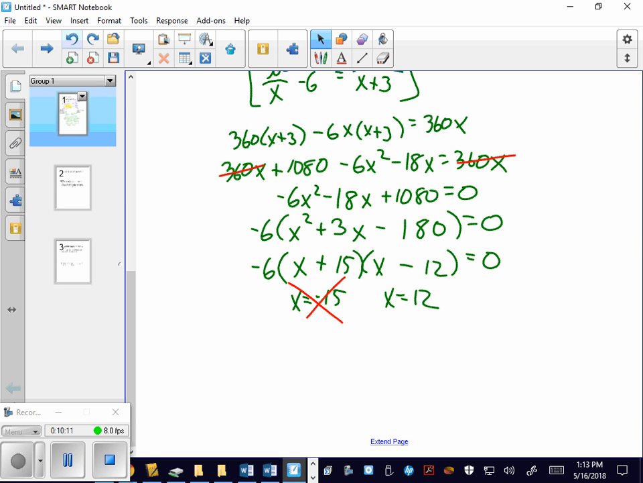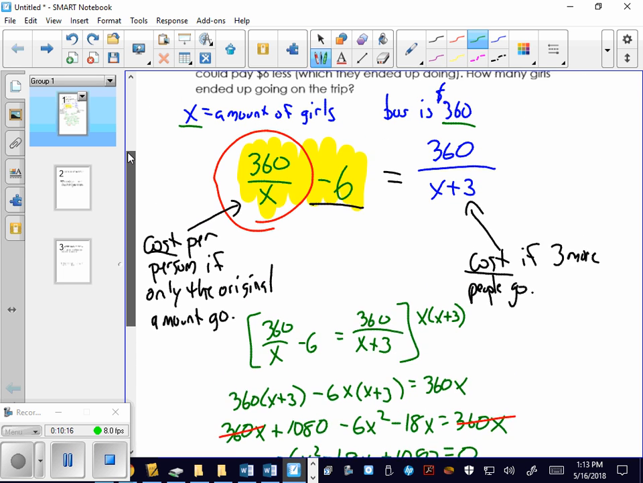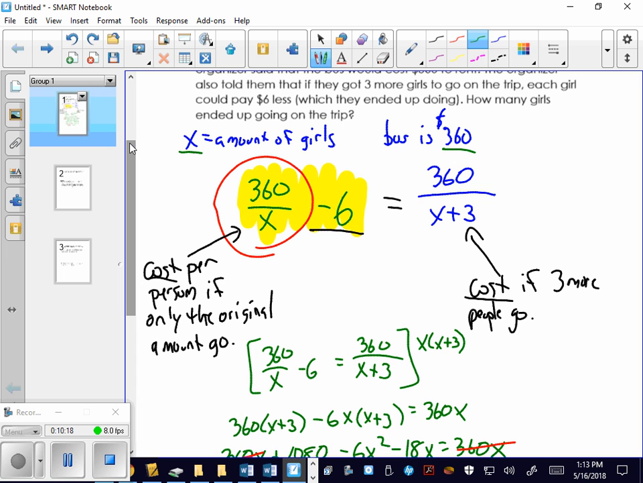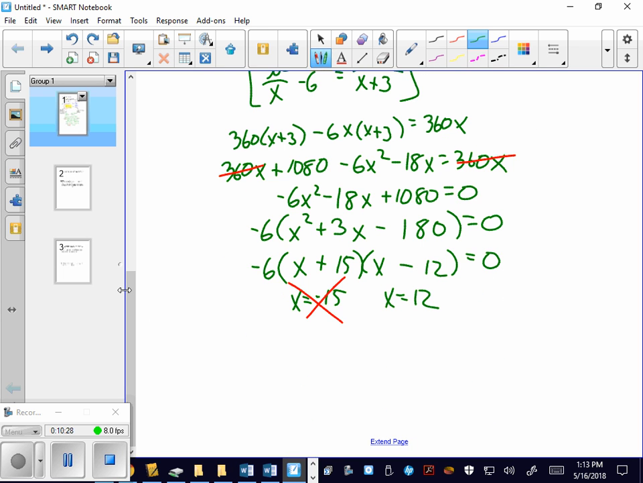So x is 12. Well, x, going all the way back up to the top, is the original amount of girls going. We want to know how many girls ended up going. Well, we know that they got enough to make it $6 less, so that was the x plus 3. So in this case, since x is 12, we know that there were 15 girls going on the trip, adding 3 to our x.